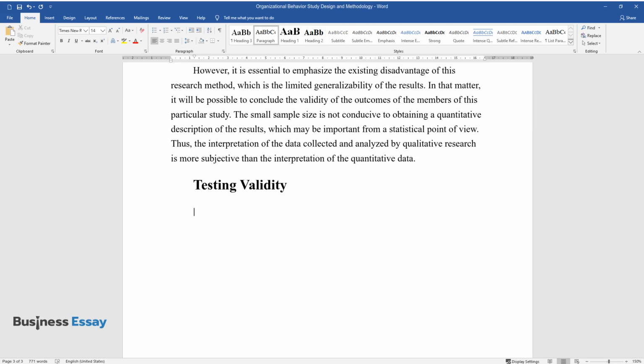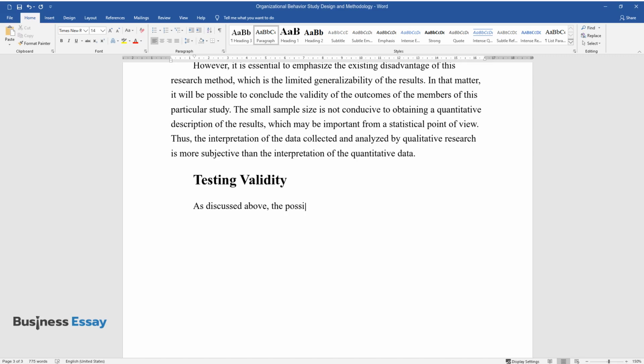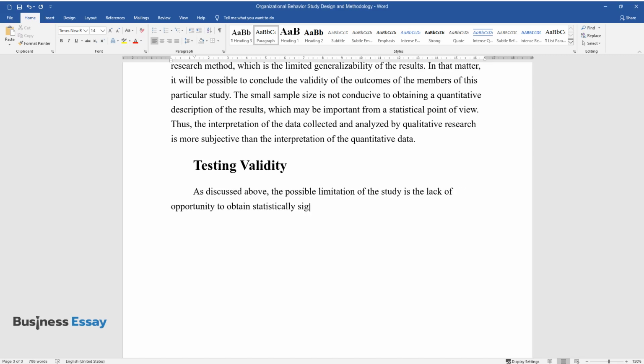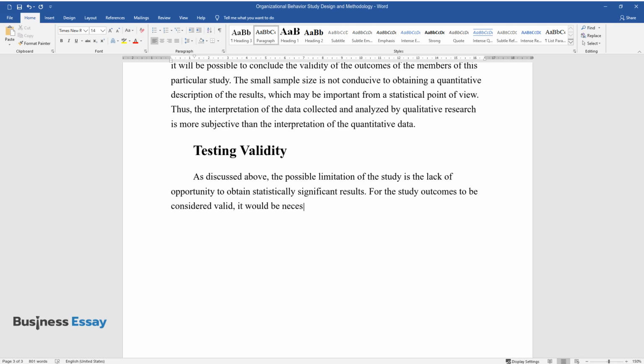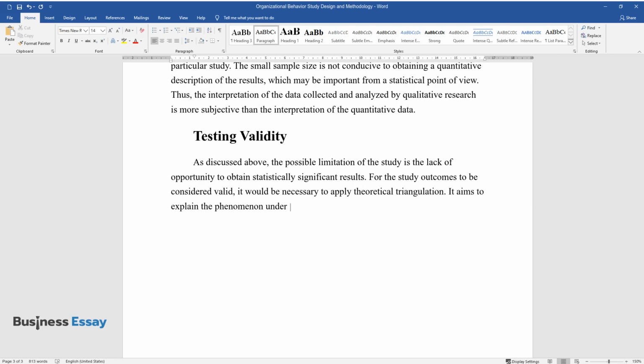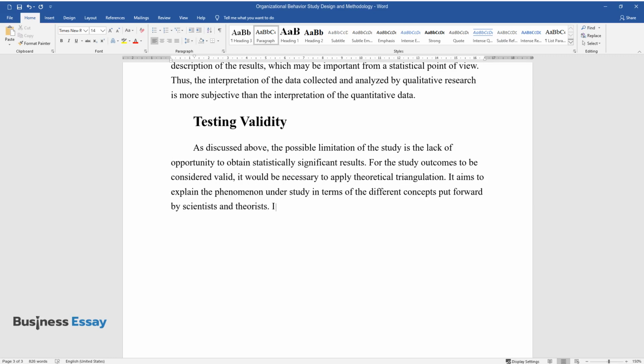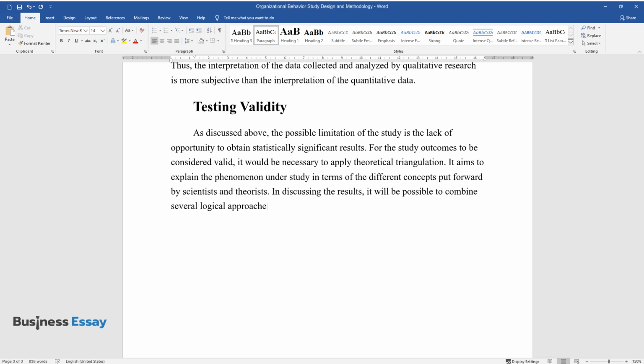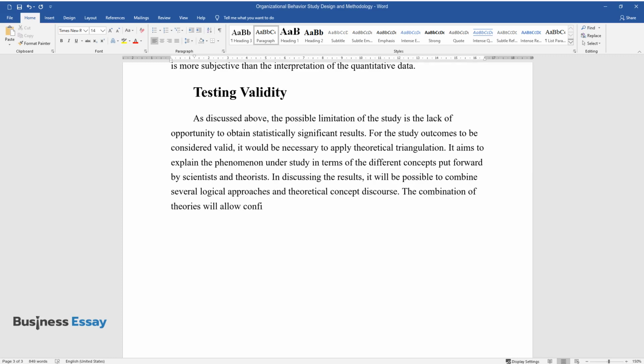Testing validity. As discussed above, the possible limitation of the study is the lack of opportunity to obtain statistically significant results. For the study outcomes to be considered valid, it would be necessary to apply theoretical triangulation. It aims to explain the phenomenon under study in terms of the different concepts put forward by scientists and theorists. In discussing the results, it will be possible to combine several logical approaches and theoretical concept discourse. The combination of theories will allow confirming or expanding the results.